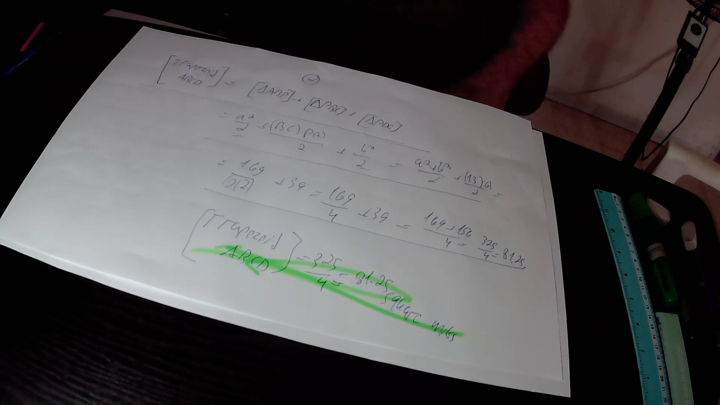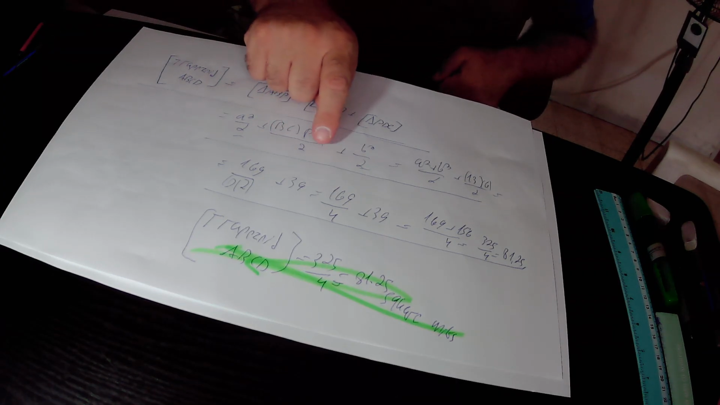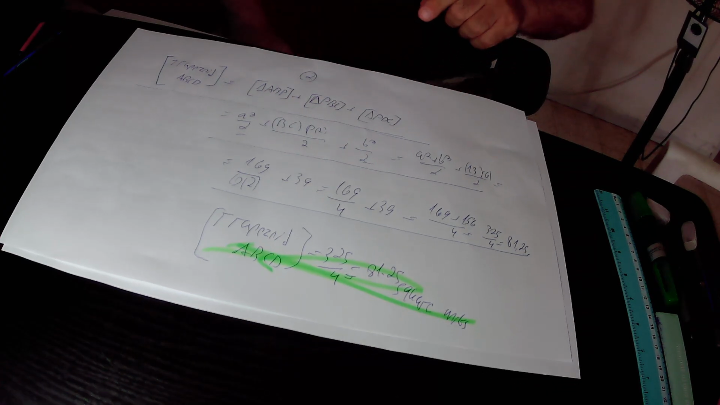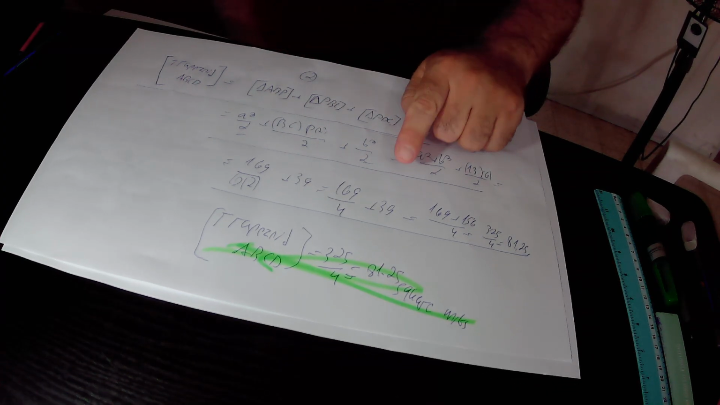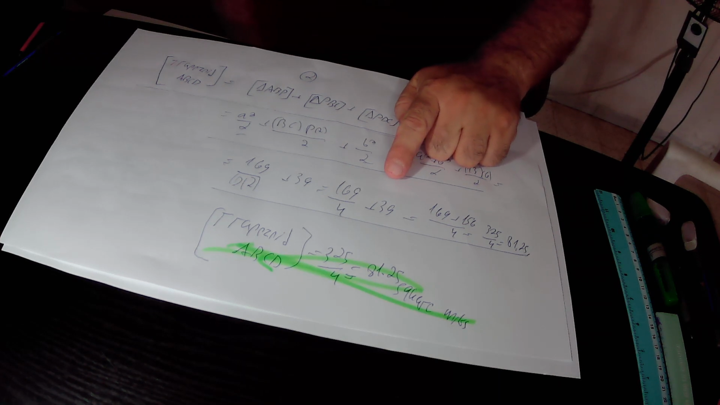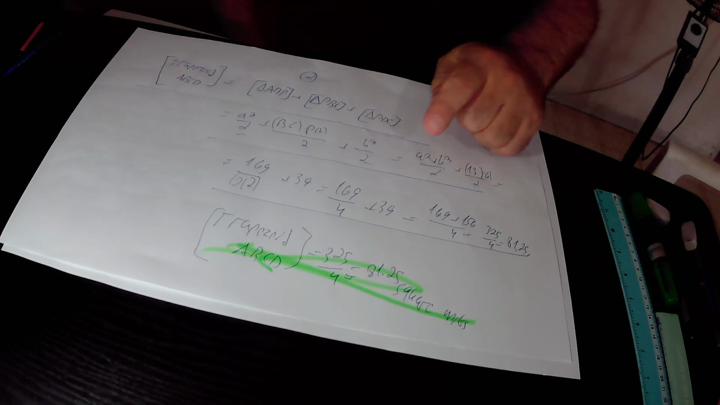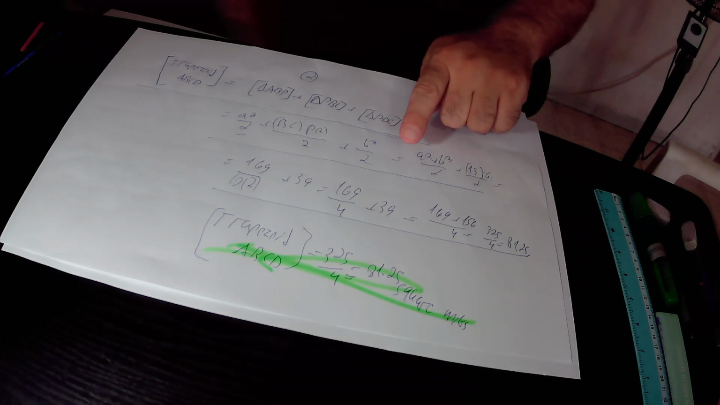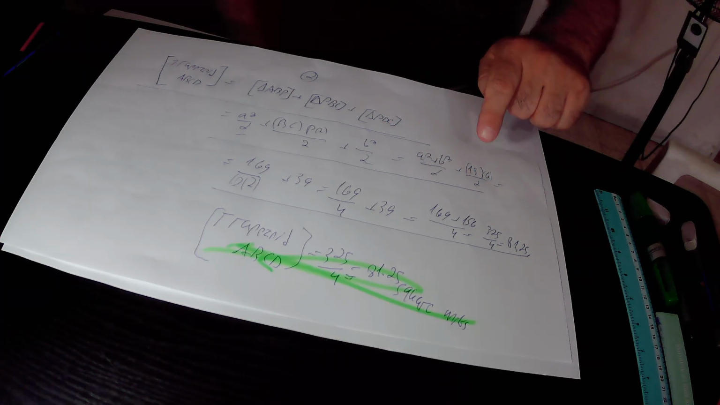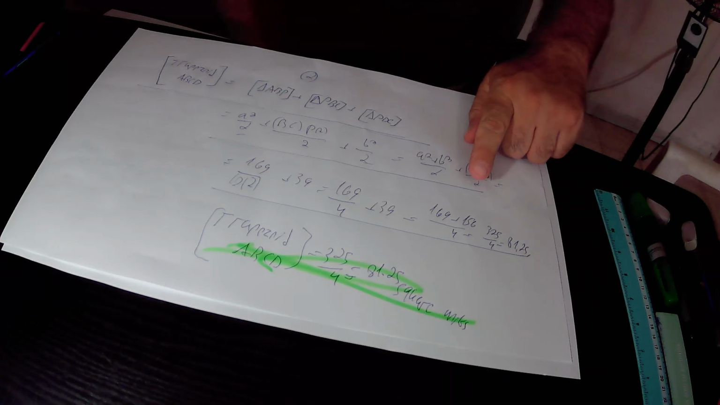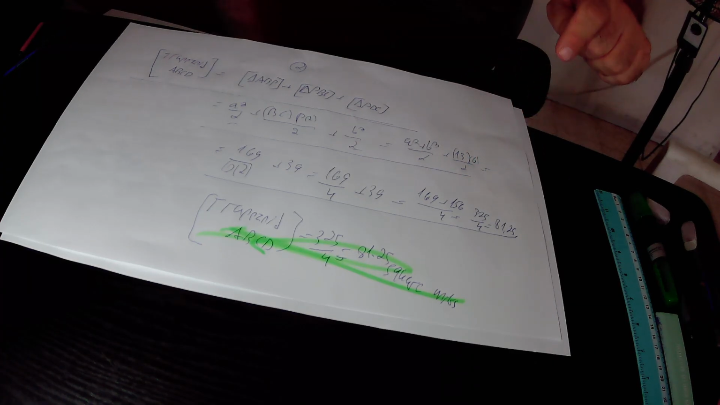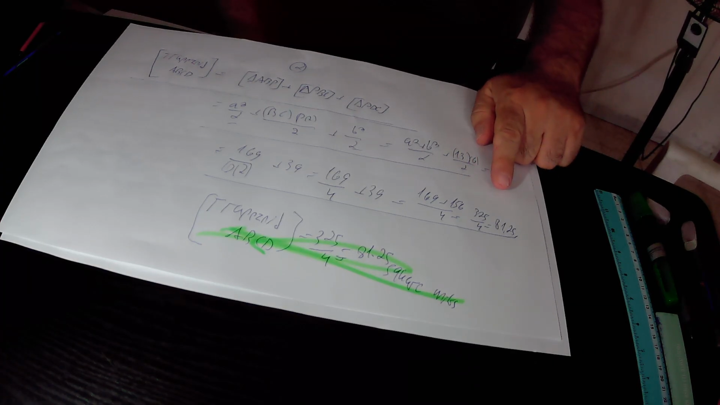So the area of trapezoid ABCD equals 169 over 2 times 2, which is 4. So it is 169 over 4 plus 39. Here we multiplied 39 by 4 and then divided by 4 in order to have a common denominator. So in the numerator we have 169 plus 39 times 4, which is 156, divided by 4. 169 plus 156 is 325 over 4. 325 over 4 is 81.25 square units.